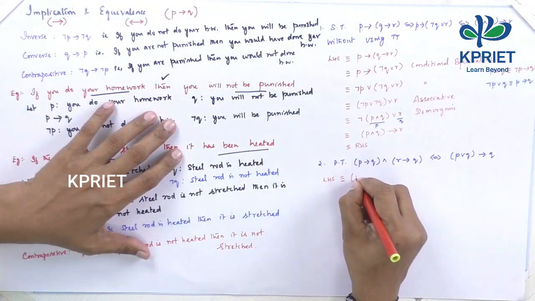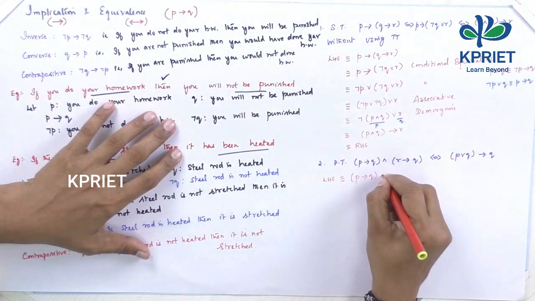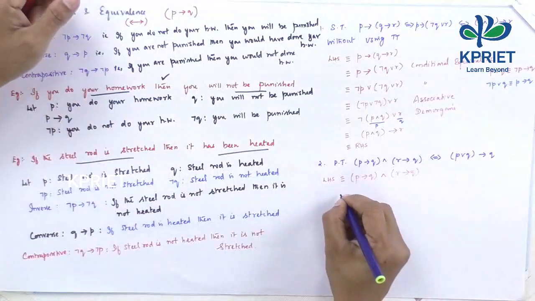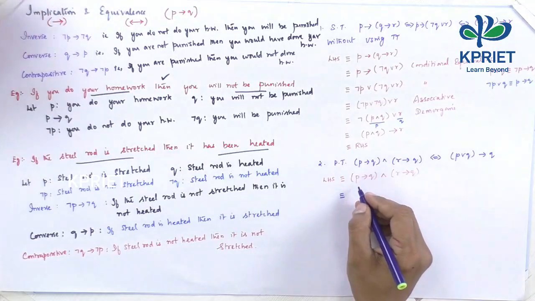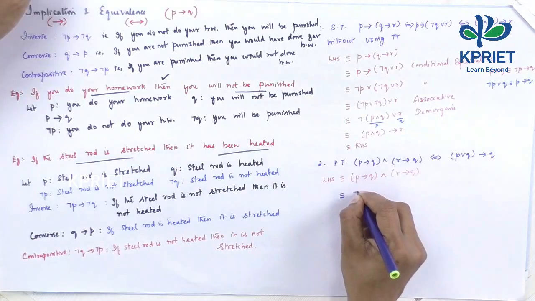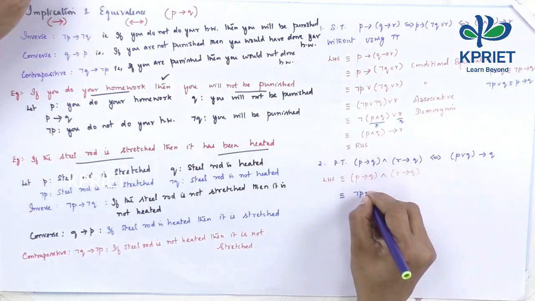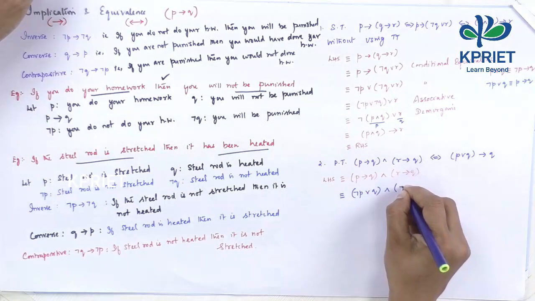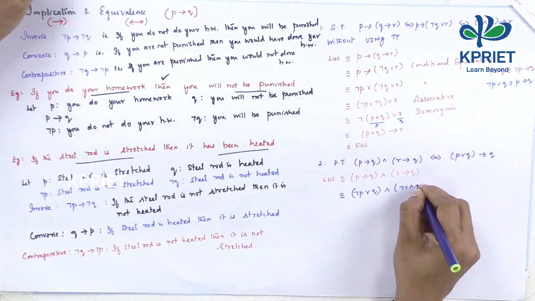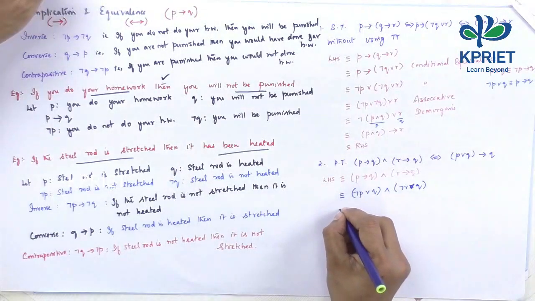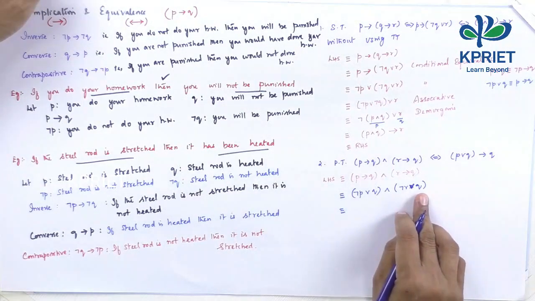So this is equivalent to P conditional Q and R conditional Q. Here I can apply conditional equivalence. If I apply conditional equivalence, what will I get? Not P or Q, and not R or Q. So I have this now. This is equivalent to, where Q is common here.